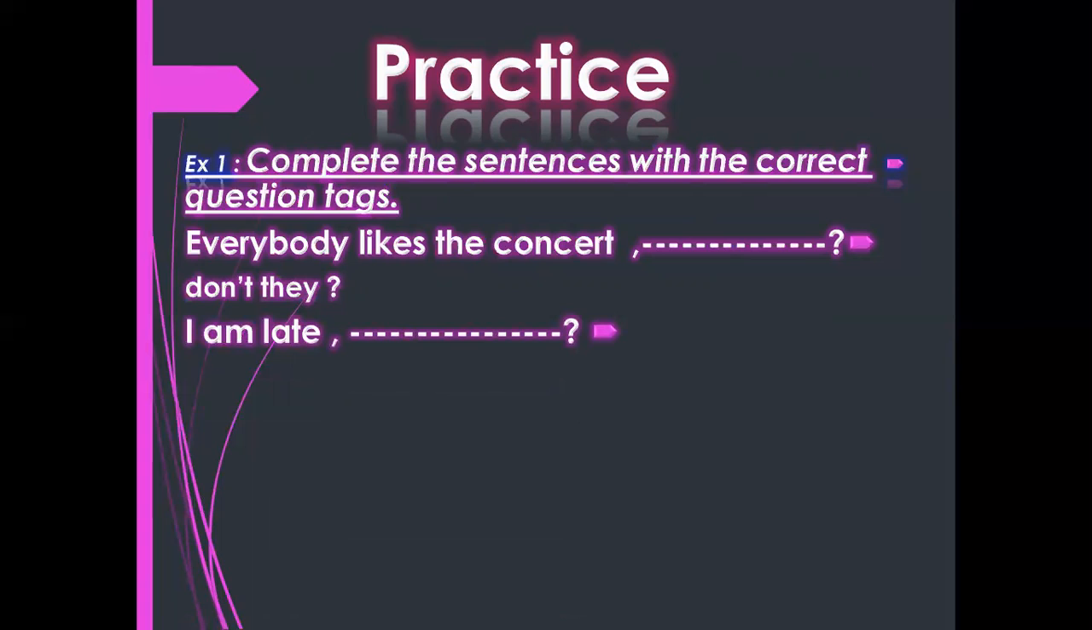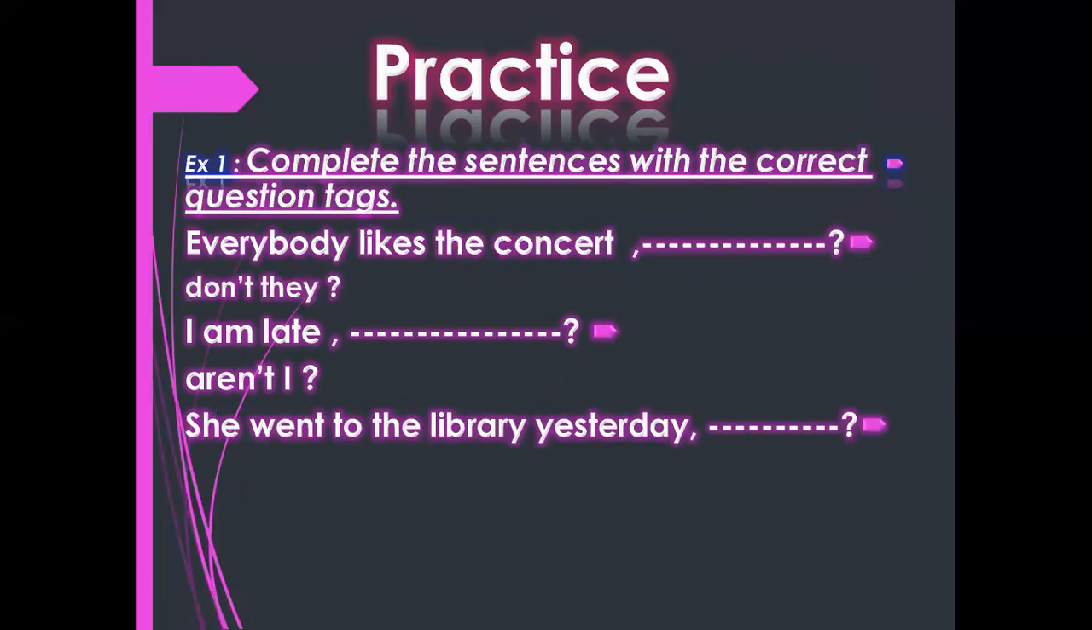I am late. I am late. So here we have an exception. حالات شاذة. So the correct answer will be aren't I. Number 3. She went to the library yesterday. Here we have simple past tense, went, verb 2. So instead of verb 2, you are going to use, excellent, didn't she?